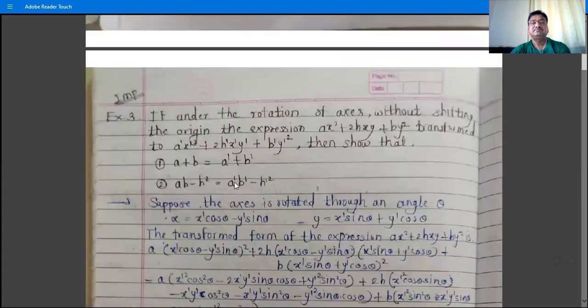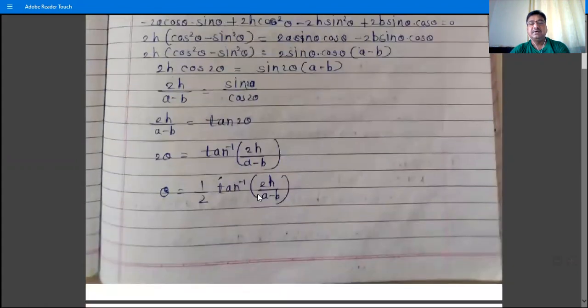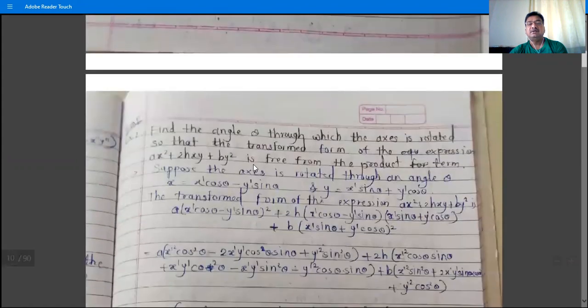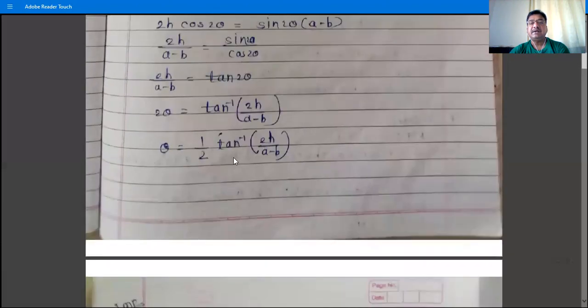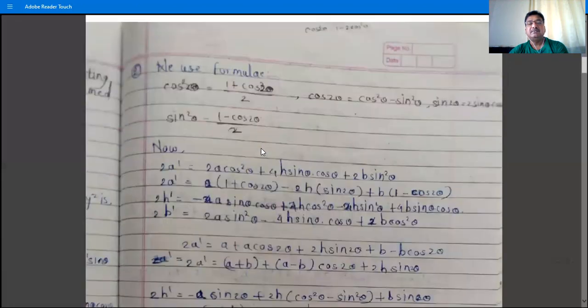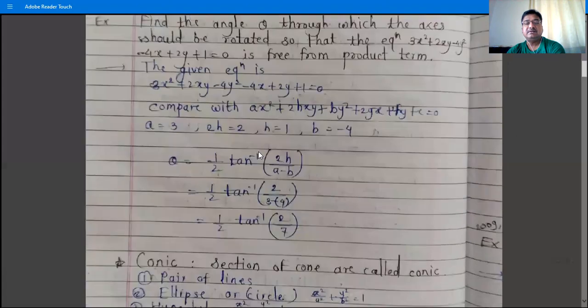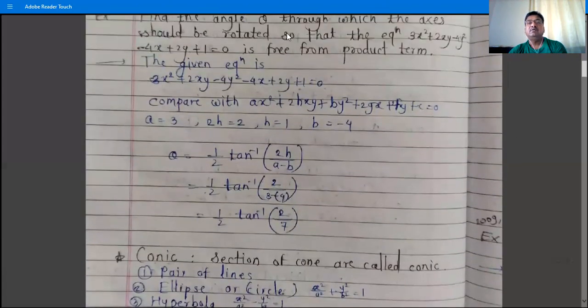It is 1/2 tan inverse of 2h divided by (a − b). That is the angle theta such that the transformed expression is free from the product term. So to eliminate the product term from the expression ax² + 2hxy + by², we rotate the axis through an angle theta = 1/2 tan⁻¹(2h/(a − b)). If we rotate the axis through this angle, then the product term is removed from the expression. So theta is 1/2 tan⁻¹(2h/(a − b)).